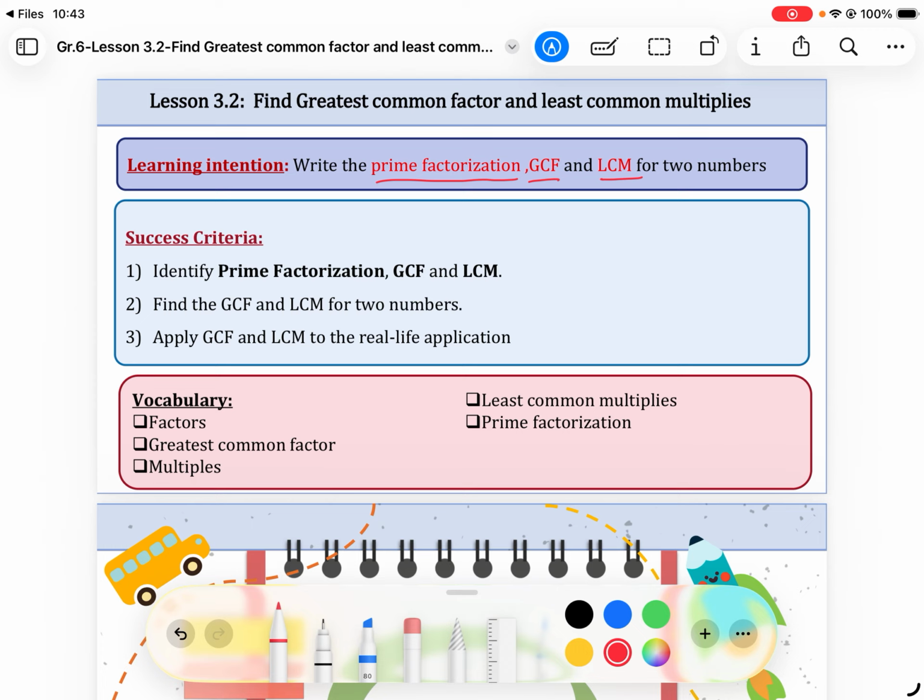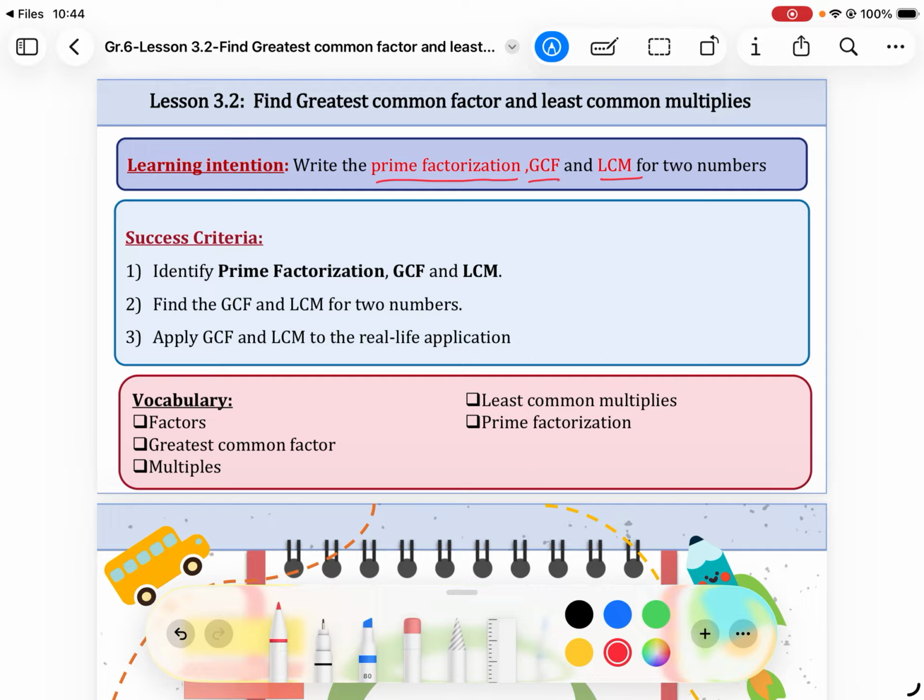Success criteria. So number 1, we are going to identify the prime factorization. What does it mean? GCF and LCM. Number 2, we're going to find the GCF and LCM for any two numbers. And number 3, we're going to apply GCF and LCM in solving real life problems.